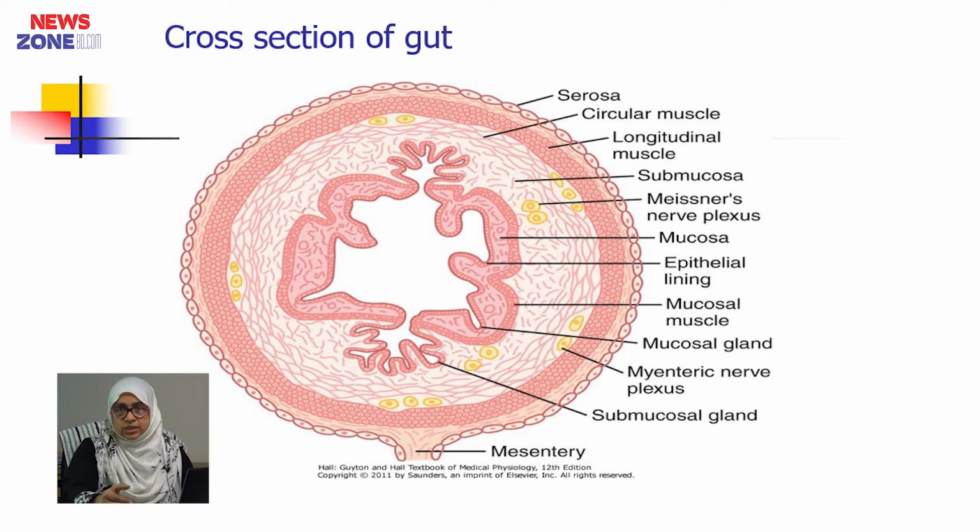This cross section shows the gastrointestinal tract with its different layers. First, the outer layer, that is serous layer, then outer longitudinal muscle layer, then inner circular muscle layer, and the mucus layer.